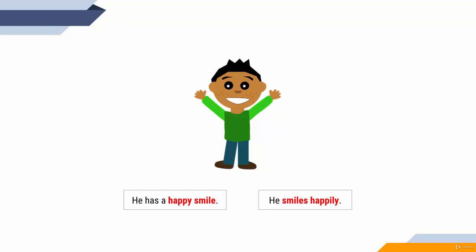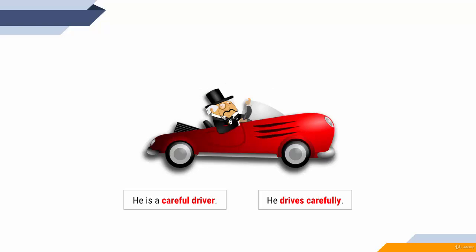So this is what you understand from our very first example. He has a happy smile, happy, adjective. He smiles happily, adverb. Another example. He is a careful driver. Careful goes before driver, which means that it is an adjective. And on the other hand, he drives carefully. How does he drive? Carefully. Carefully goes after the verb, and this is our adverb.